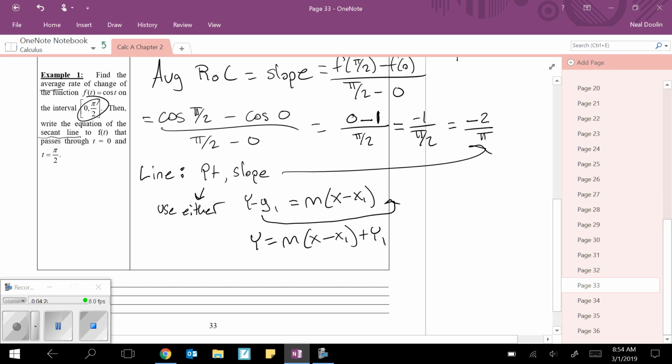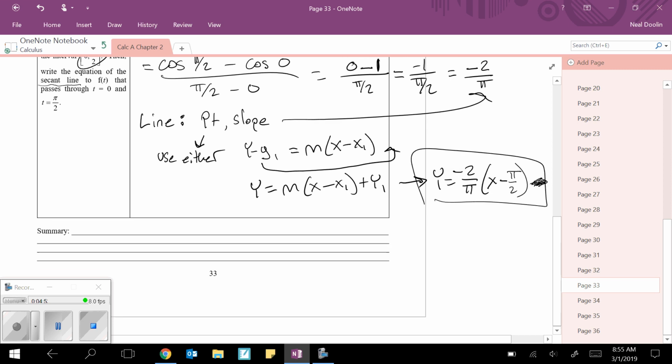So let's plug in what we have. We have our slope, negative 2 over pi. We're going to leave x, subtract, how about pi over 2? We could use that point. And then our y value at that point was 0. So you could say plus 0, or adding 0 doesn't do anything. So you could leave it like this. Or your other acceptable answer would be using the other point.